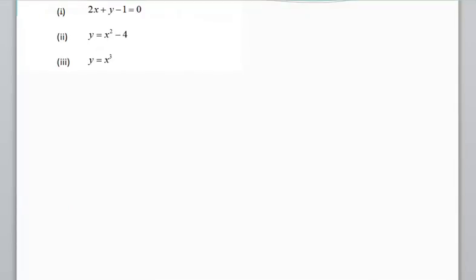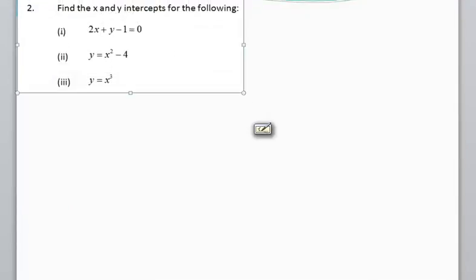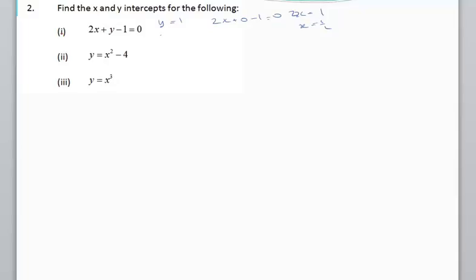So for this next part, all we want to do is find our x and y intercepts here. So here we've set x equal to 0, y is equal to 1. When y is equal to 0, we've got 2x plus 0 minus 1. Here, 2x is equal to 1, x is equal to a half. So our x-intercept is at x equal to a half here.